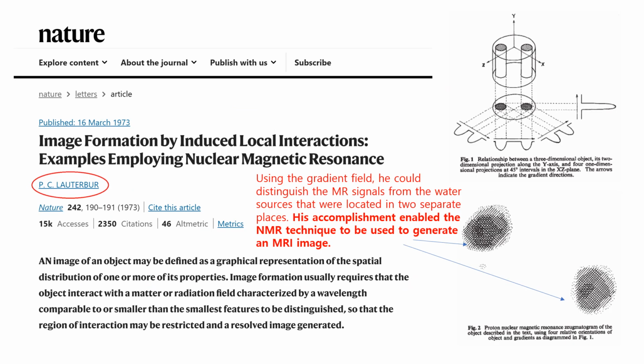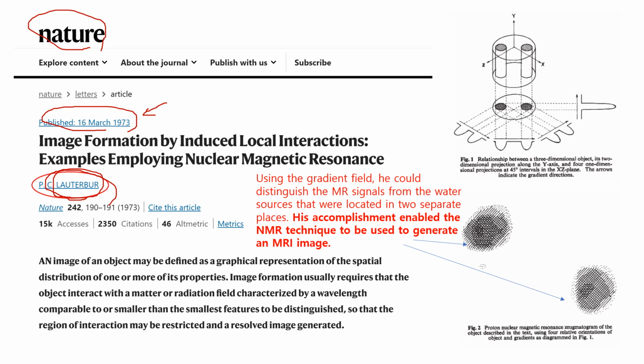This is the paper in Nature by Lauterbur. Lauterbur presented this paper which made the NMR usable for MRI. So this paper is very important because this paper made MRI possible.